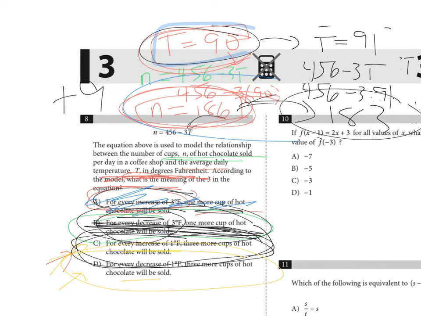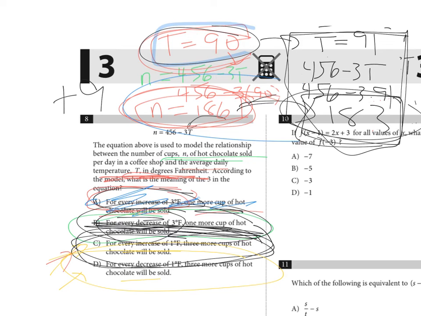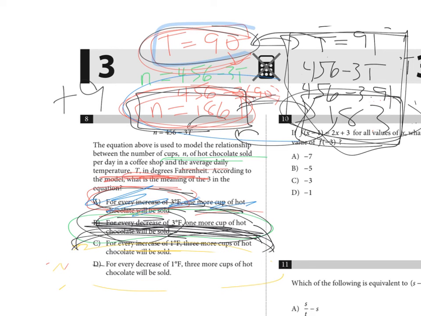I'm guessing the answer is letter D. For every decrease of 1 degree, 3 more cups of hot chocolate, right? Pretend it was 91. If it's 91, they sell 183 cups. If the temperature decreased to 90, they would sell 186, or an increase of 3 cups. So that's why, after doing all that work, the answer is letter D. So there are a lot of questions like that on the SATs which ask you what the values given in the equation represent.